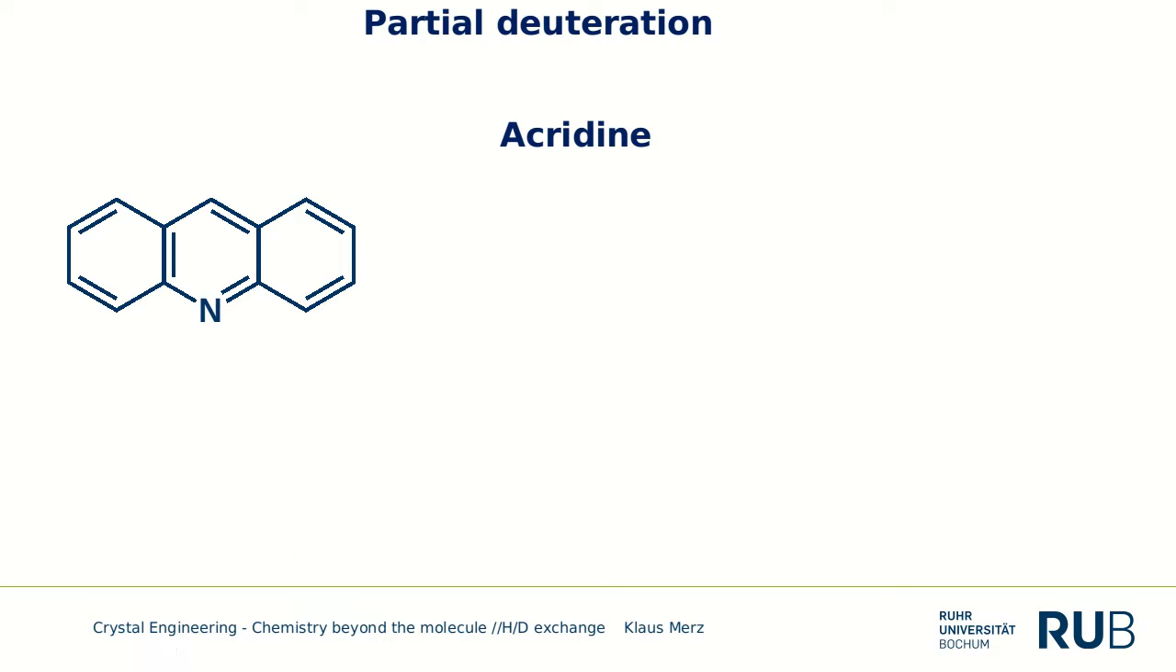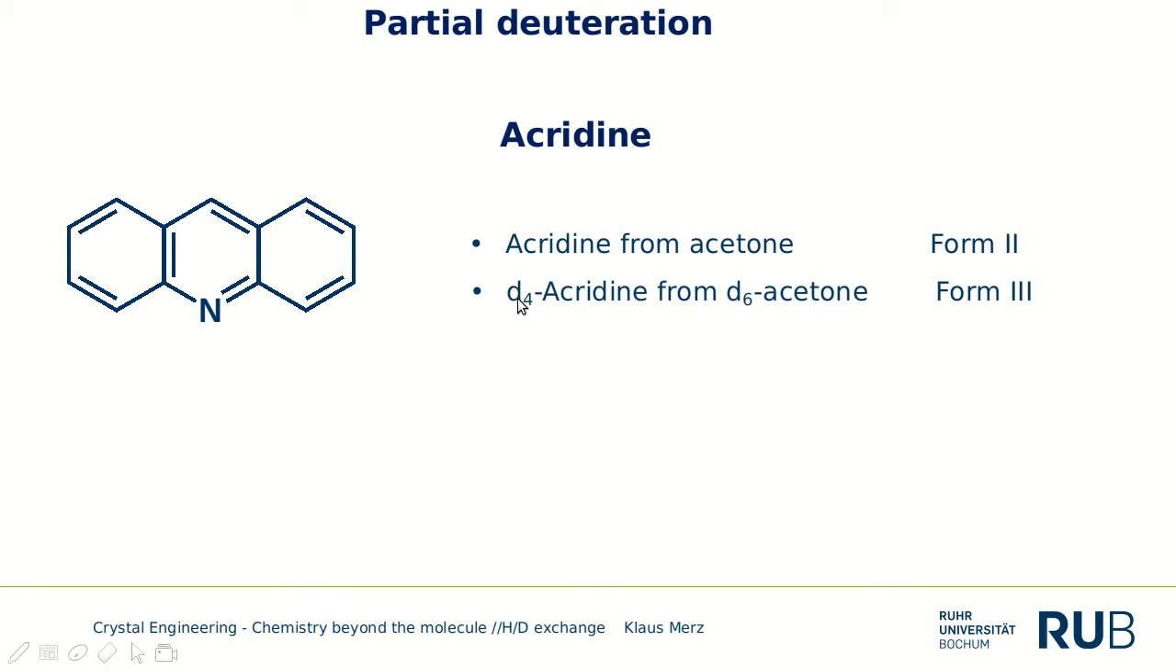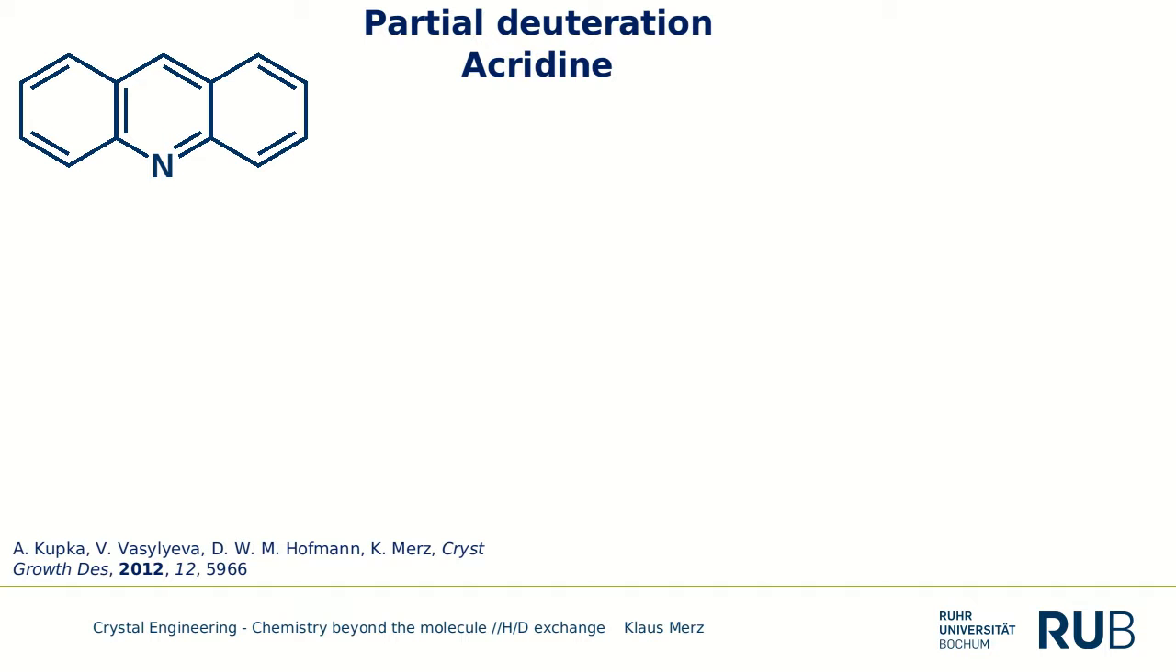Well, now have a look. If we crystallize acridine from acetone, we will get form 2. Makes sense? Okay. Now we crystallize partially deuterated acridine from fully deuterated acetone, then we will get form 3. And also in the case if we crystallize fully deuterated acridine from fully deuterated acetone, form 3. Okay. What is the reason? What is the background?